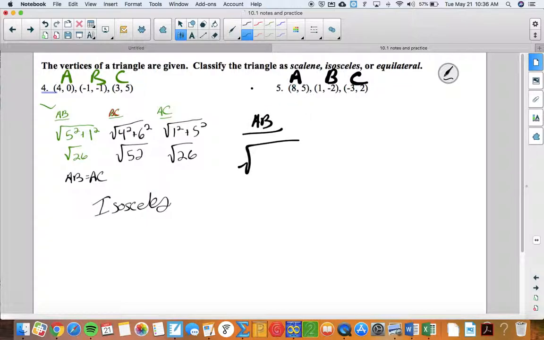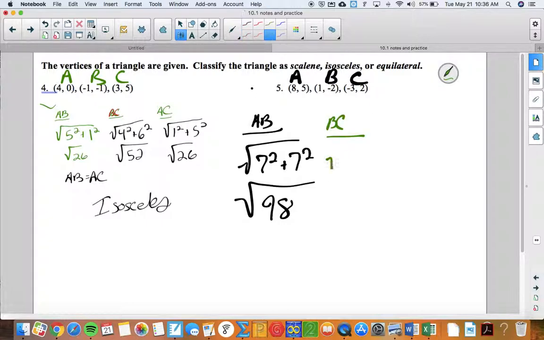So the distance from 8 to 1 is 7, so we'll square that. Distance from 5 to -2 is also 7, so we'll square that. So we get the square root of 98 for the distance from A to B. Let's go B to C. So the distance from 1 to -3 is 4. We'll square that. Distance from -2 to 2 is also 4, so we'll square that. So we get the square root of 32.